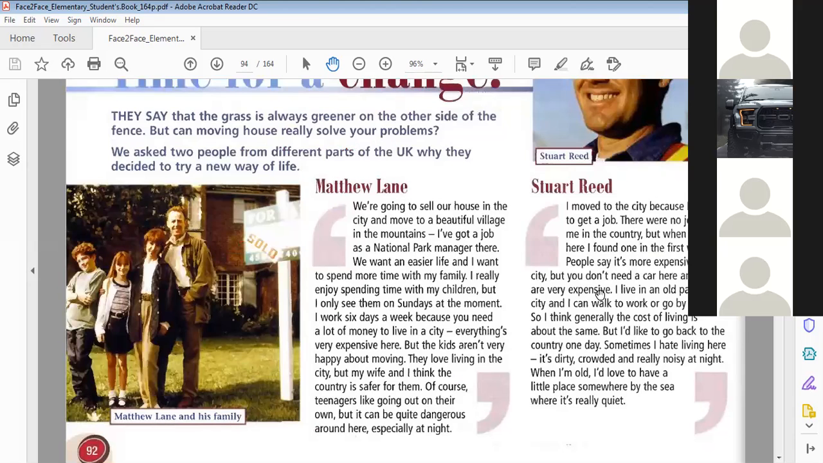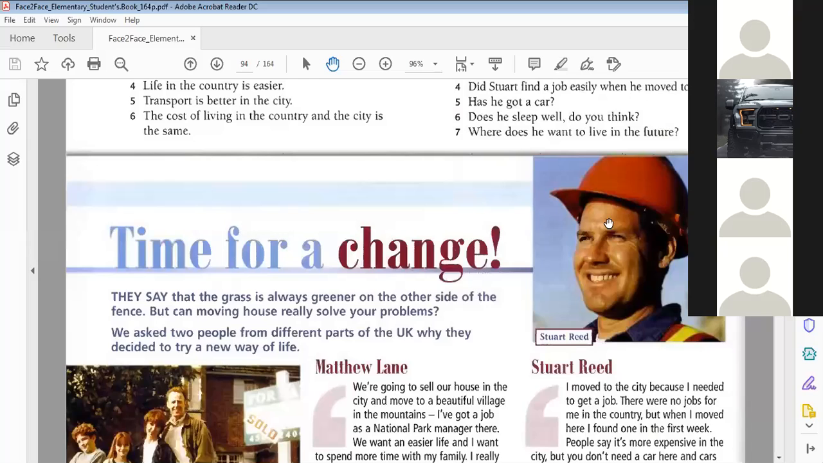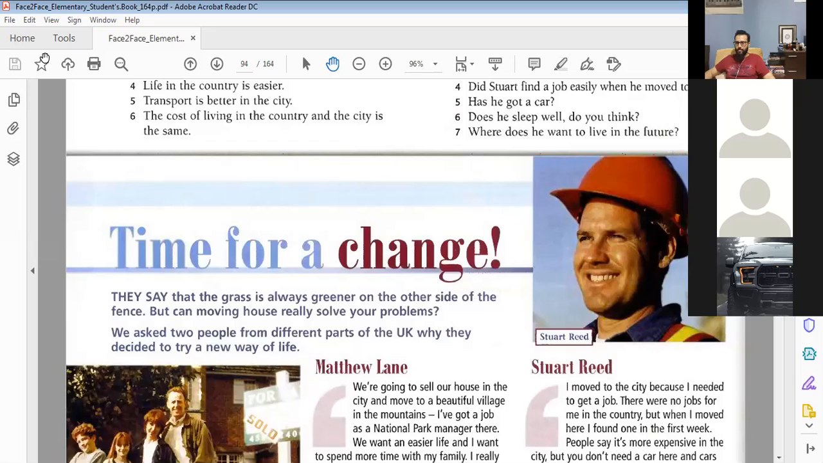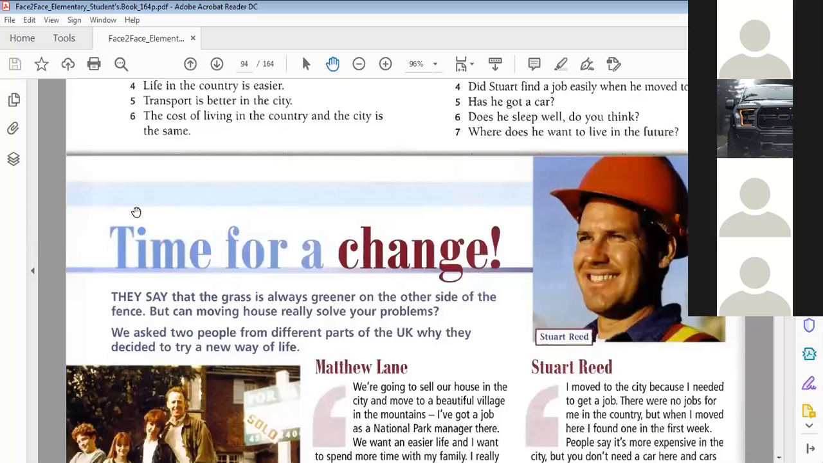What do you think Stuart does? What's his job? Stuart, what do you think? Engineer, I think. Or fireman. Engineer? Who said fireman? This is me. I think fireman. Why do you think he's a fireman?